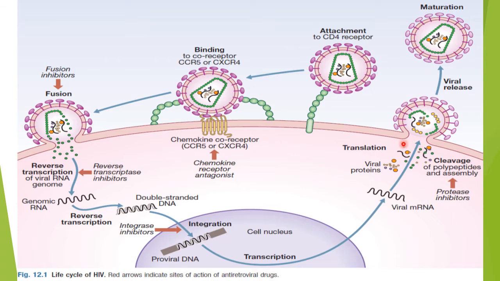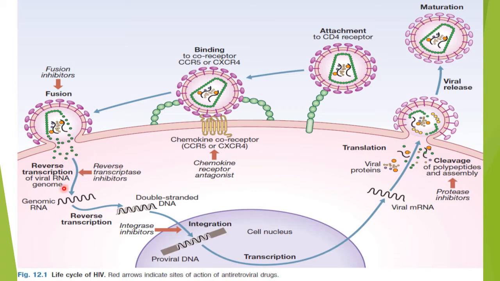This way the helper T cells will be depleted. So during these stages there are many drugs, the antiretroviral drugs, which will function. So chemokine receptor antagonists, the newer drugs like maraviroc, will inhibit the chemokine co-receptor CCR5 or CXCR4. The fusion inhibitors will inhibit the fusion of virus with the host cell.